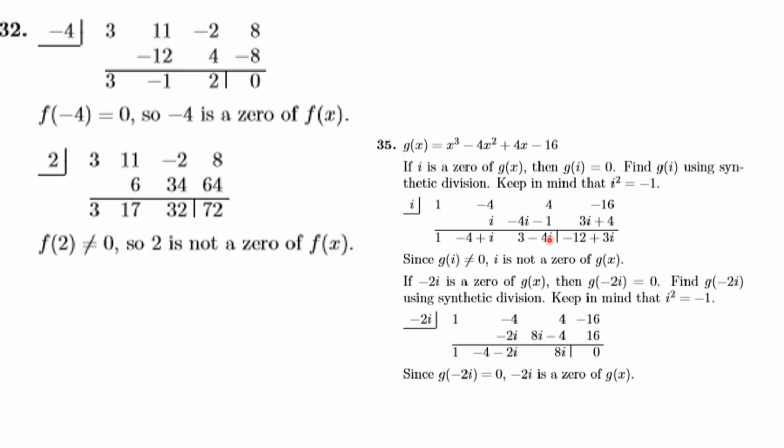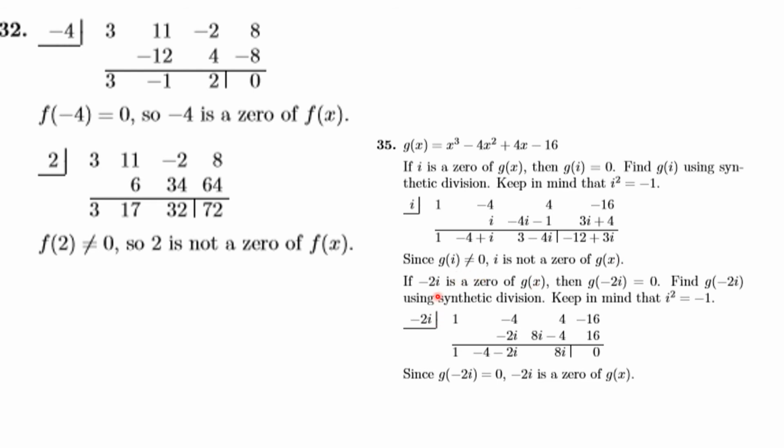I add up and down, and I will get 3 for the real part and minus 4i for the complex part. Then I will take 3 minus 4i times the i again, and I will get 3i, and now it is plus 4, and so when I add these I get minus 12 plus 3i. So you see, when I put i into g of x, g of i is going to be minus 12 plus 3i, and that means that since that's not 0, i is not a 0.